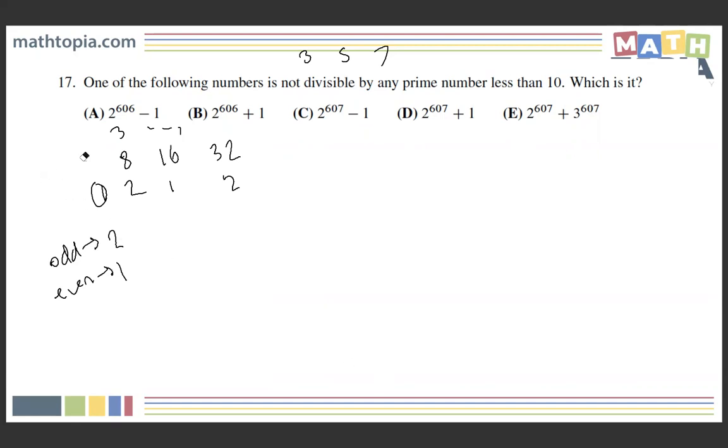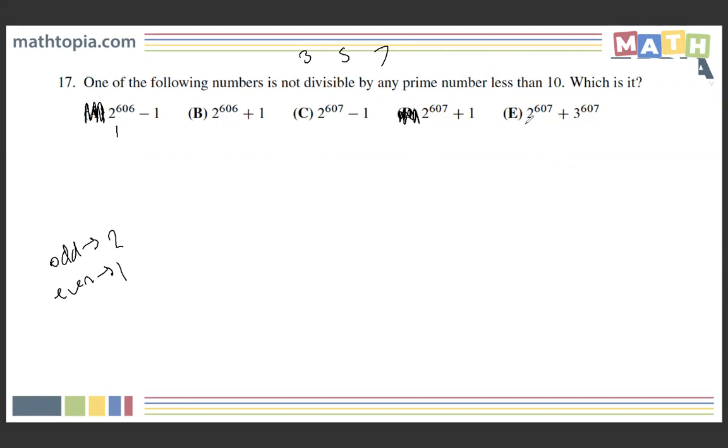And now we can use that to further reduce our problems. So this is 2 to the 606. Well, we know that that's 1. 1 minus 1, that's 0. So therefore, this choice is divisible by 3. But this one isn't. This one is 1 plus 1, which is 2 in mod 3. 2 to the 607 minus 1: well, 2 to the 607, as we talked about, is 2 in mod 3, minus 1. That's not divisible by 3, but this one is. 2 plus 1 is divisible by 3. So that one's already out. So A and D are already out.